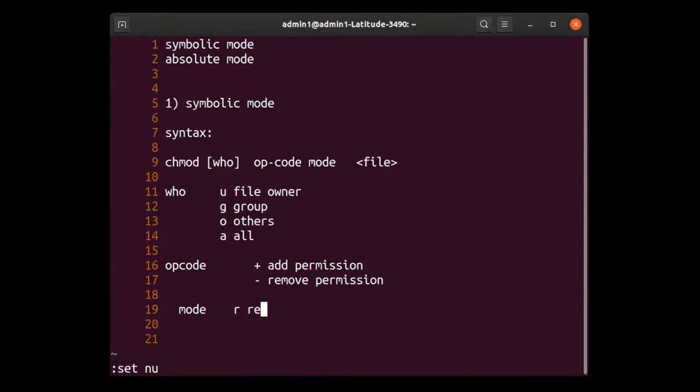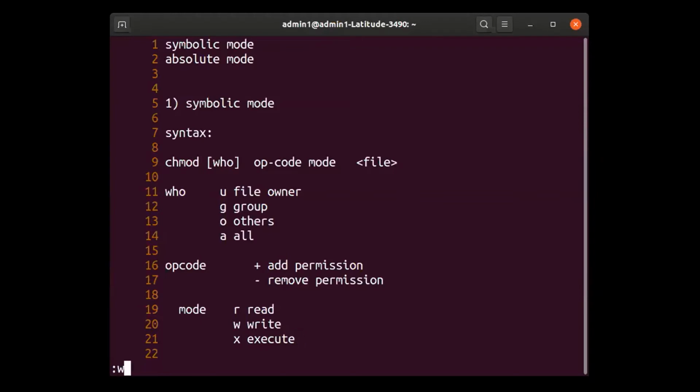These are three things. R stands for read, W stands for write, and X stands for execute, which we have already seen. Associated with every file, there are three permissions: read, write, and execute. So this is called the symbolic way of changing the permissions. Now let us understand this with an example.